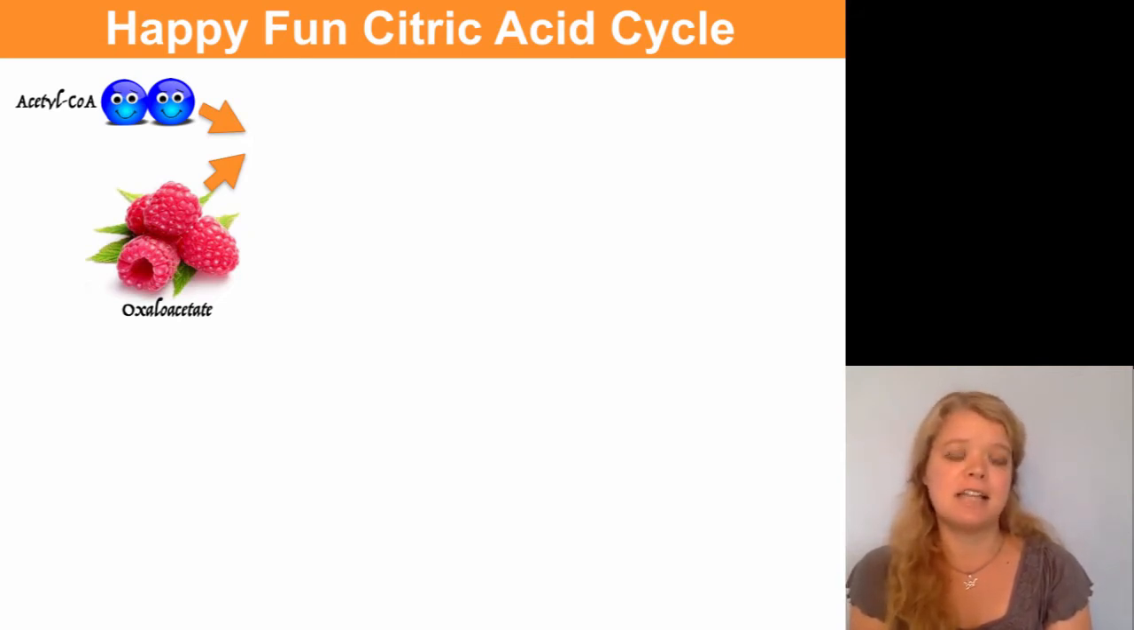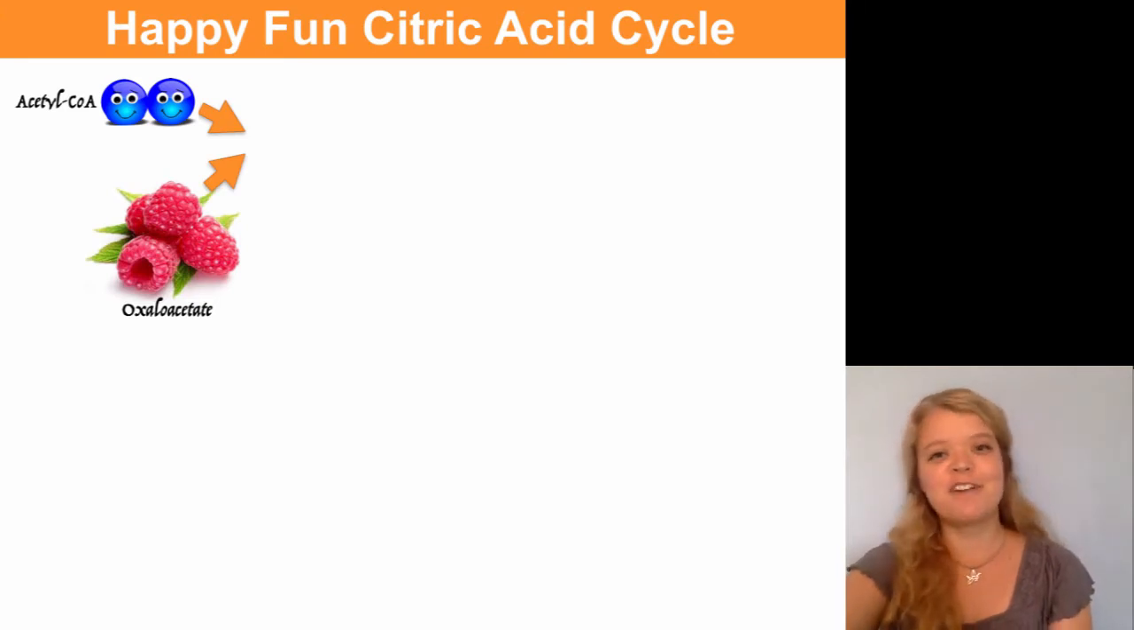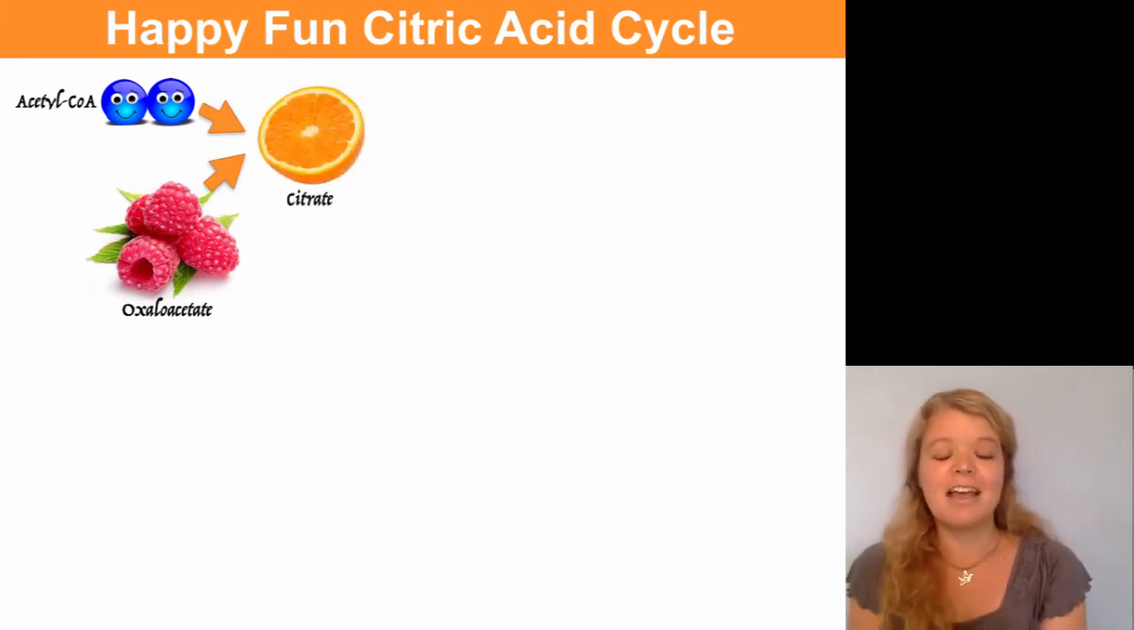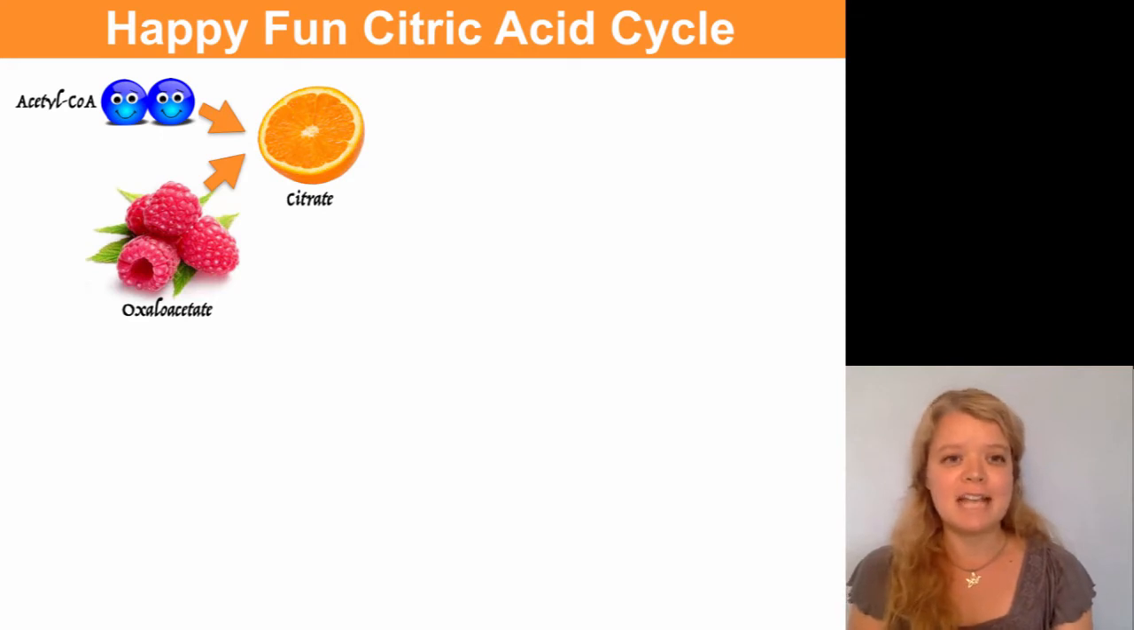Oxalic acid is an acid that gives a sour taste to a lot of fruit. It's actually named after wood sorrel or oxalis, those little four-leaf clover plants that you can sometimes see growing in warmer climates. But it's also very enriched in raspberries. So the taste of raspberries is oxaloacetate. And when these two things condense and CoA leaves, you form citrate, which is a defining flavor of oranges and lemons.